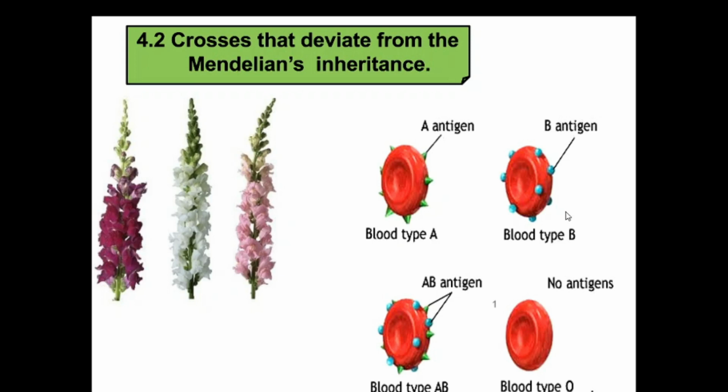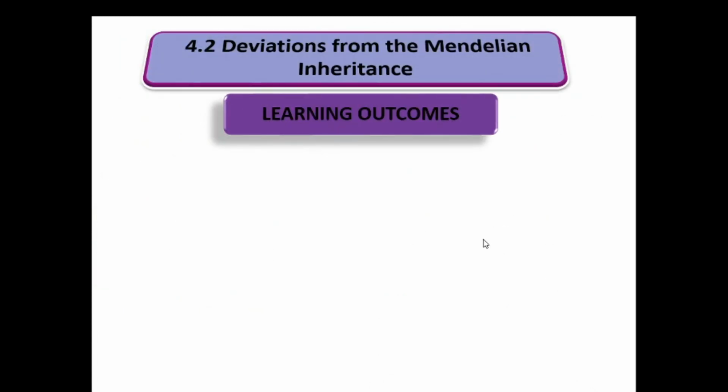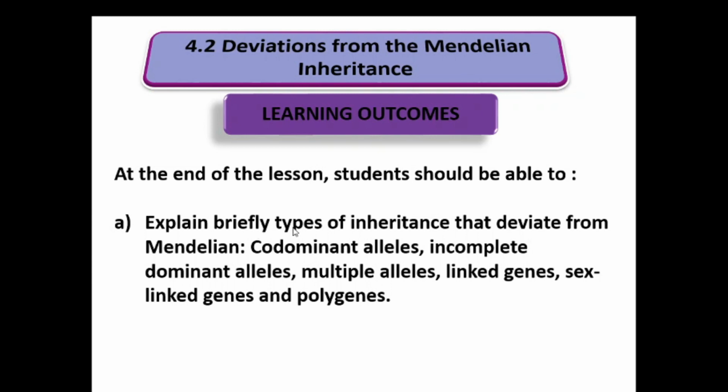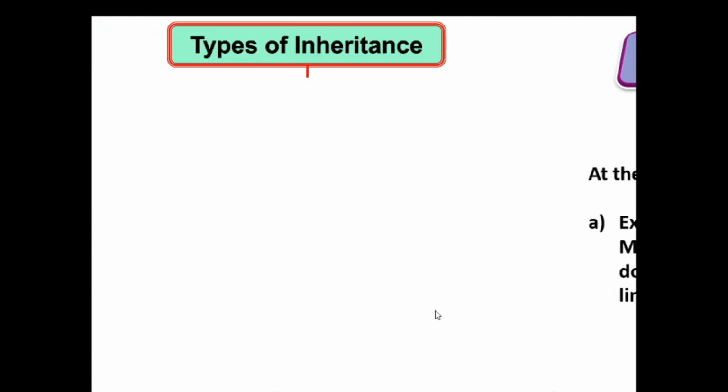Okay, hi everyone. So in this video we will be learning about the crosses that deviate from the Mendelian inheritance. Previously we have learned about the Mendelian inheritance, where we have divided them into monohybrid and dihybrid. And for this particular part of chapter number 4, the genetic inheritance, you should be able to explain briefly the types of inheritance that deviated from the Mendelian inheritance. There are 6 of them: the codominant allele, incomplete dominant alleles, multiple alleles, linked genes, sex-linked genes, and also polygenes.